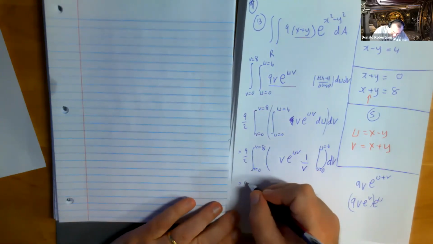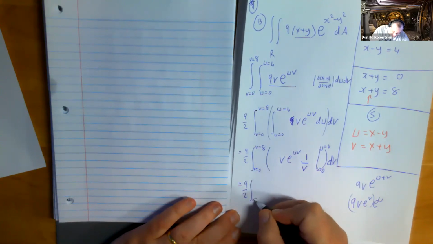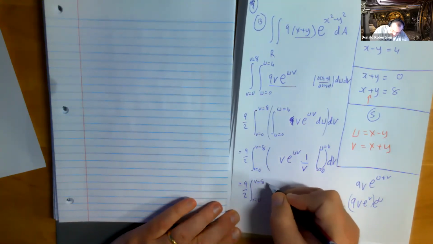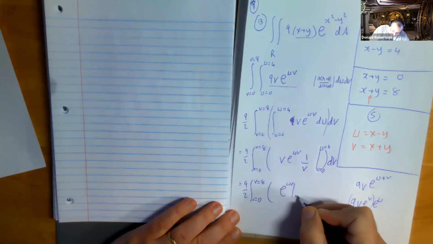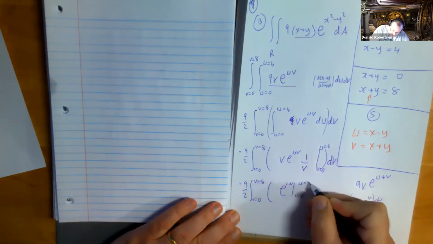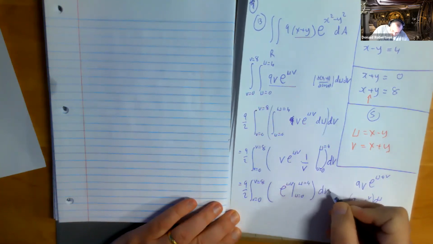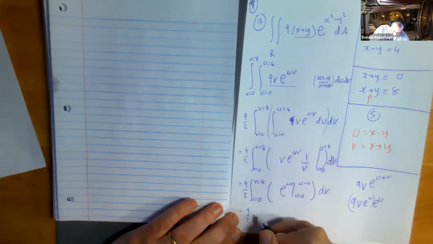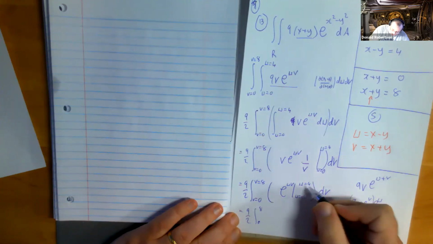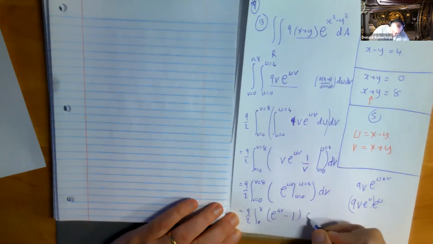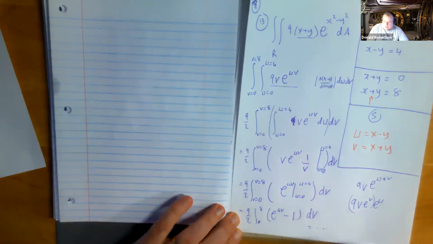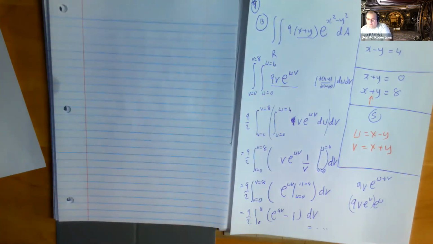So that means we have 9 over 2, the integral from 0 to 8, of e to the uv from u equals 0 to u equals 4 dv. And that becomes, what do you get? You get 4v and nothing. So it's going to be e to the 4v, take away e to the nothing, which is 1, dv. Can I just dot that now? Because we're pretty much finished.